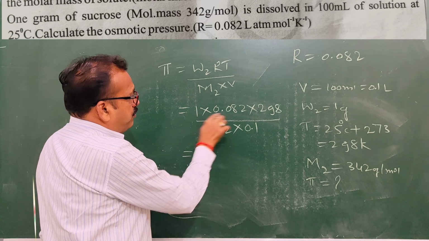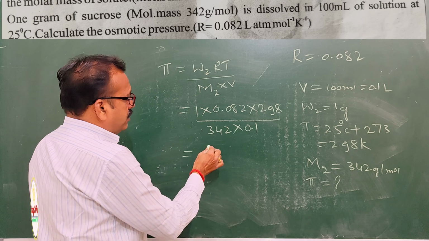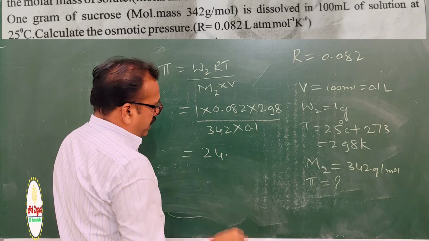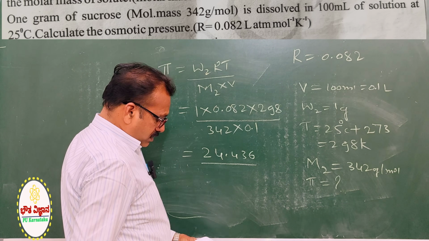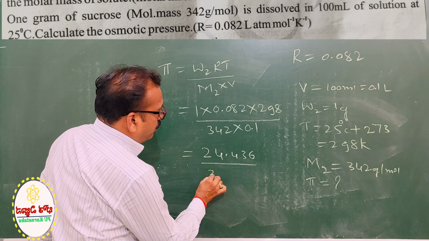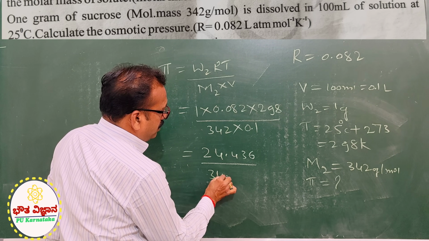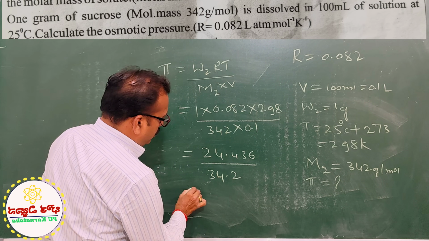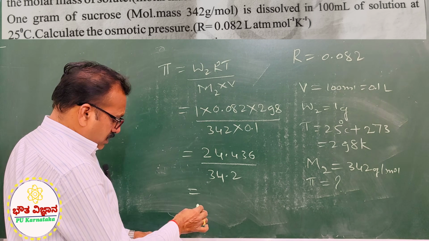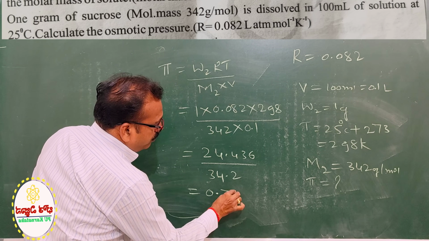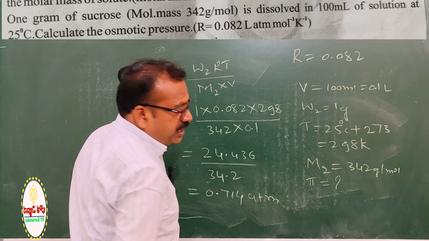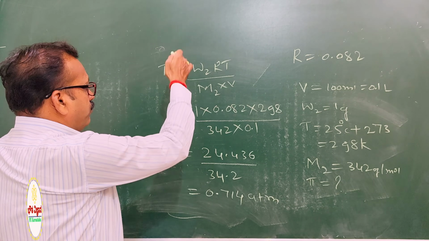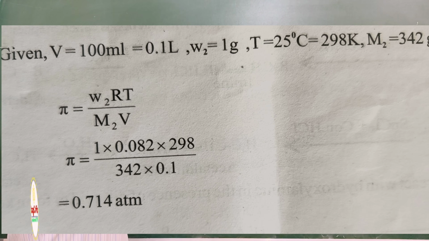So after simplification you are going to get 24.436 divided by 34.2, so you are going to get the answer 0.714 atmosphere pressure. You have to write it here. So they are going to give the formula for one mark, after substitution one mark, then the last answer one mark.